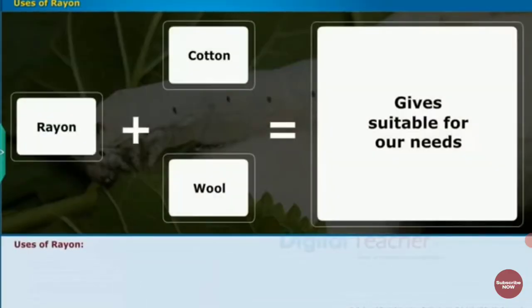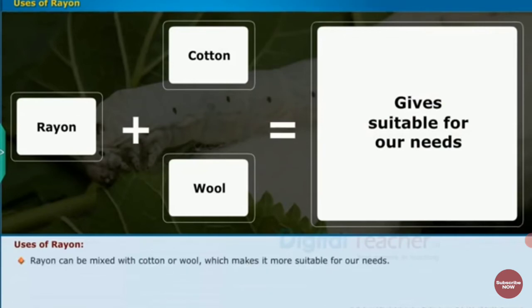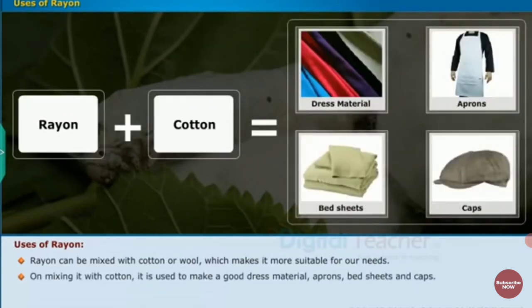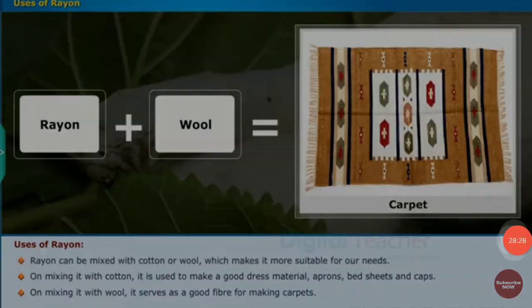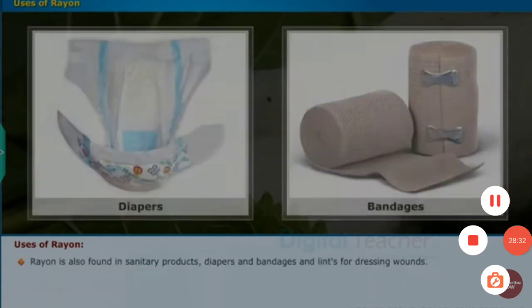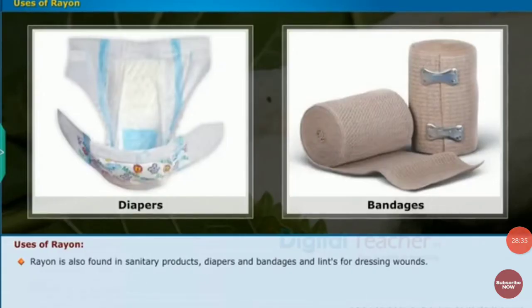We will now discuss the uses of rayon. Rayon can be mixed with cotton or wool, which makes it more suitable for our needs. On mixing it with cotton, it is used to make good dress material, aprons, bed sheets and caps. On mixing it with wool, it serves as a good fiber for making carpets. Rayon is also found in sanitary products, diapers, bandages and lint for dressing wounds.